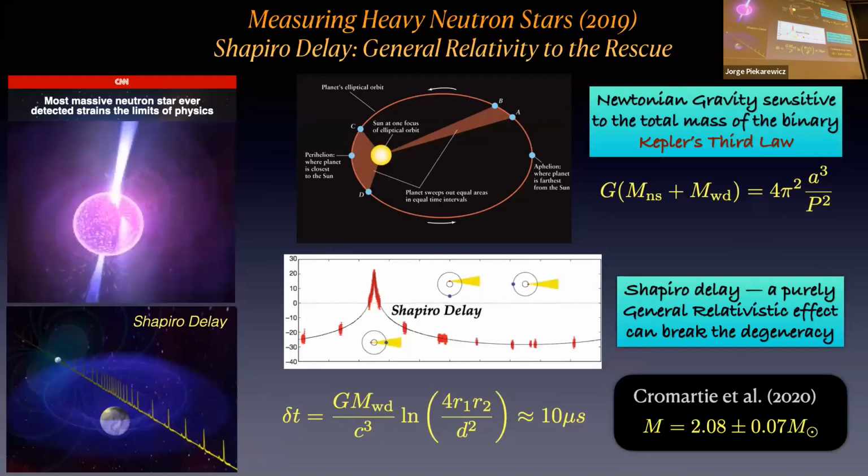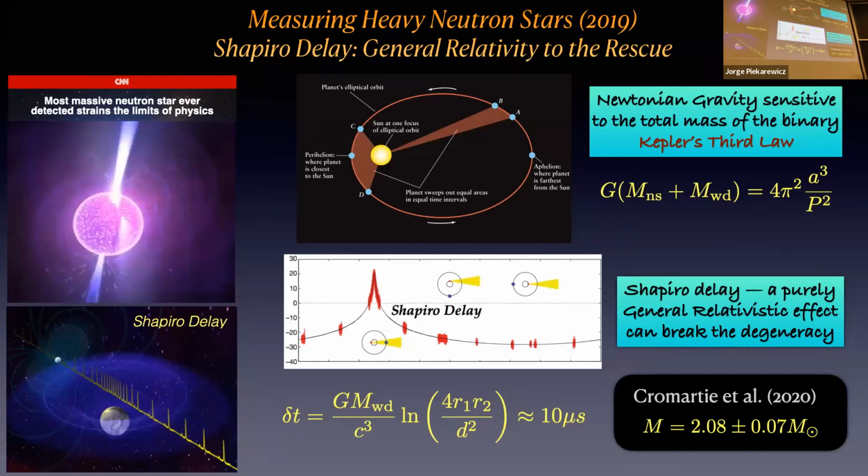Okay, so that's GW170817, and then 2019 comes, so of course GW17 is 2017. 2 years later, we get the report of the most massive neutron star ever measured. And this is done by something that is the generalization of Kepler's law. It's not the generalization, but it's Kepler's law plus corrections from general relativity.